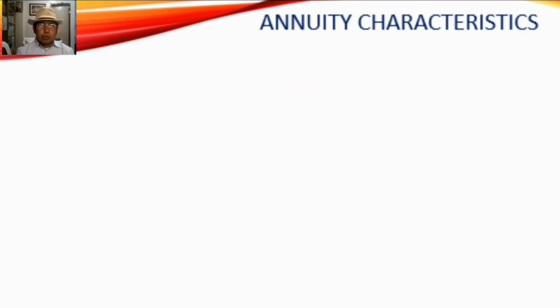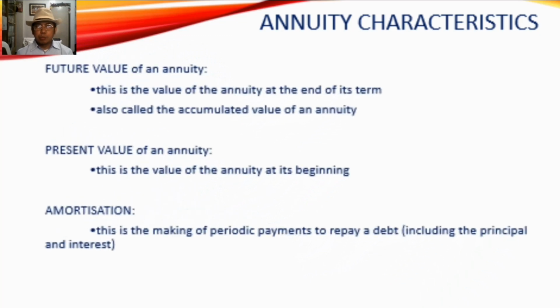The next thing that we're going to discuss will be annuity characteristics. Now, what are the characteristics of annuity? Number one would be the future value of the annuity. Meaning to say, when we are talking of the annuity, we always talk of the future value. This is the value of the annuity at the end of its term. The question is, how much is the amount after the term of the annuity, or after the term of the loan, or any agreement relating to annuity?